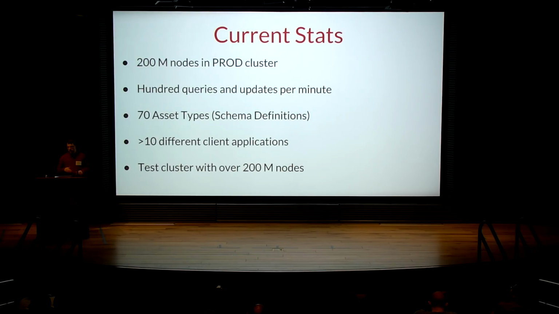A few statistics of how big DAM is right now. We're talking about 200 million nodes in production, and about 200 million in test. There are more than 10 different microservices that are actually querying DAM to get information about the movies and the artworks, etc. And there are 70 asset types, and hundreds of queries and updates happen per minute in that service.